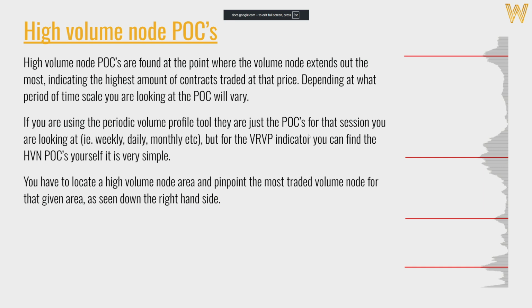Now onto the important thing. We're going to be looking at the POCs now, right? The high volume node POCs are found at the point where the volume node extends out of the profile the most, indicating the highest amount of contracts traded at that specific price. Depending on what period or time scale you're looking at, the point of control will vary. This is just an example for now. We'll look at what this means in a minute. But if you're using the periodic volume profile tool, right?